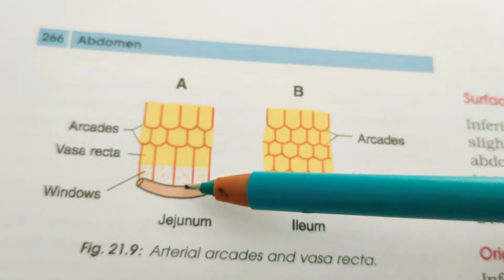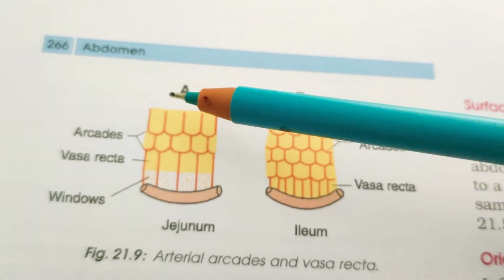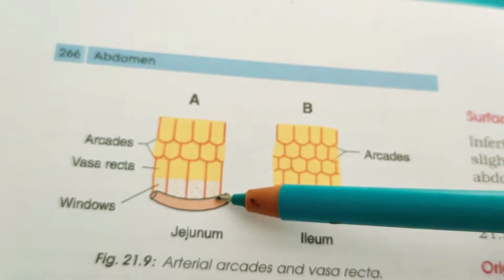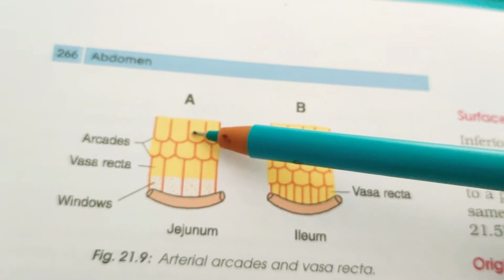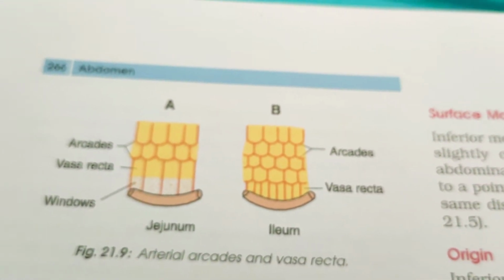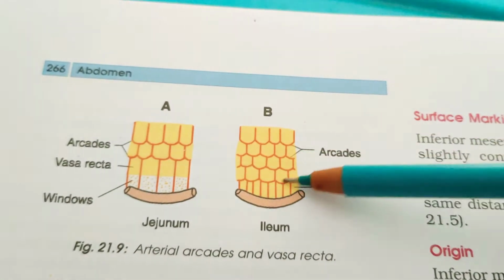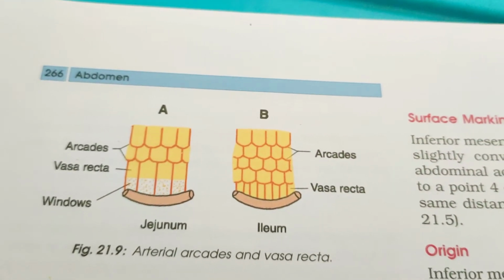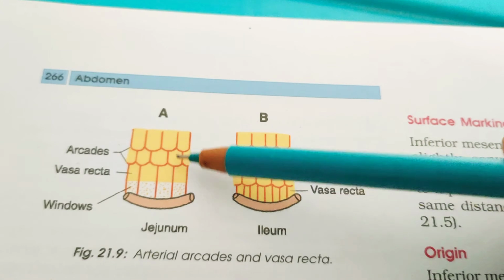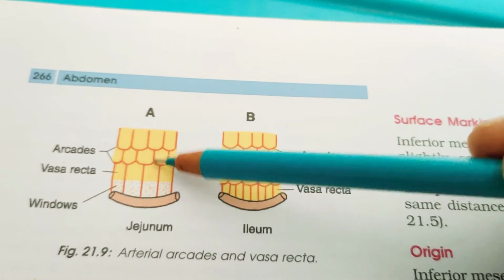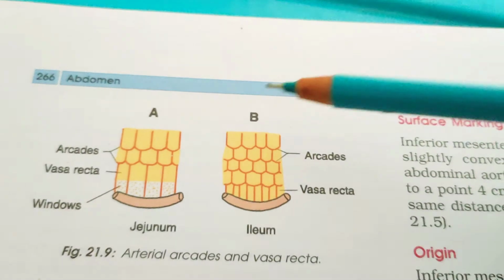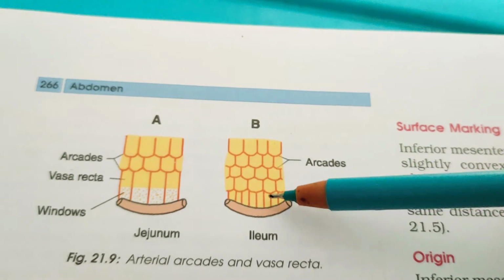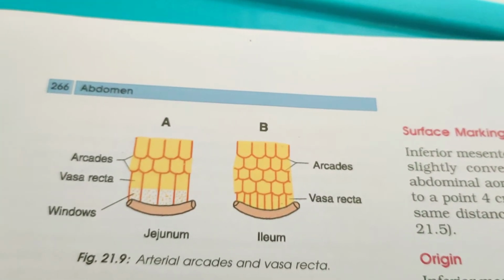The jejunal artery supplies the jejunum by means of arterial arcades and vasa recta. In the jejunum, the vasa recta are very long, whereas the arcades are few in number. But in the ileum, the arcades are more in number and the vasa recta are shorter. So arterial arcades are fewer in the jejunum, but the vasa recta are long. In the ileum, the arcades are more and the vasa recta are shorter. That is what you need to understand in the case of jejunum and ileum.